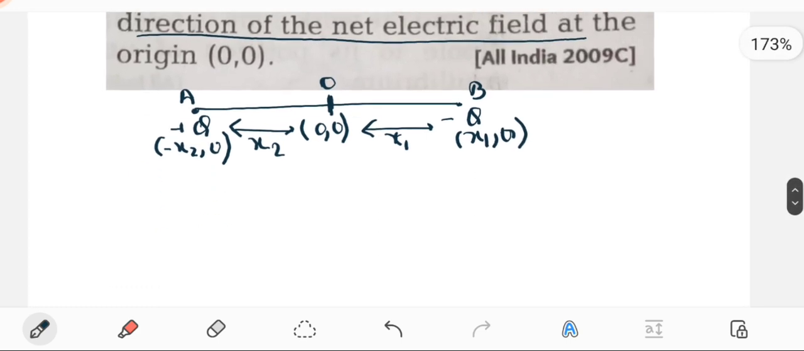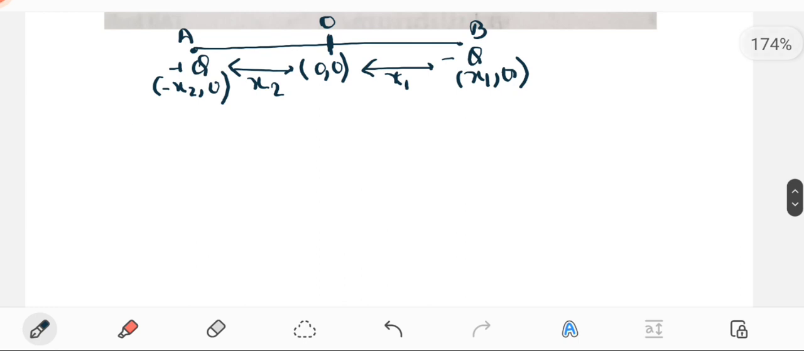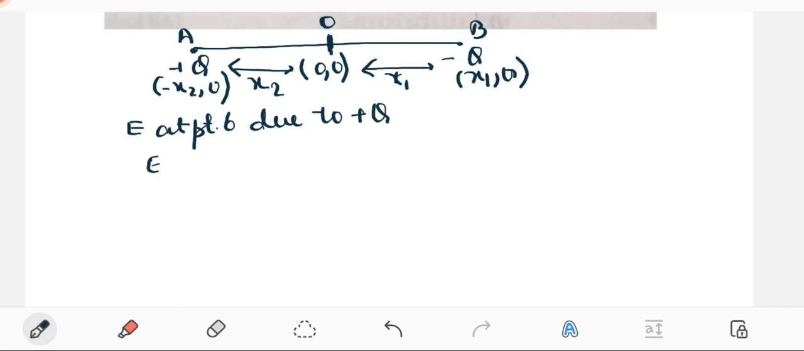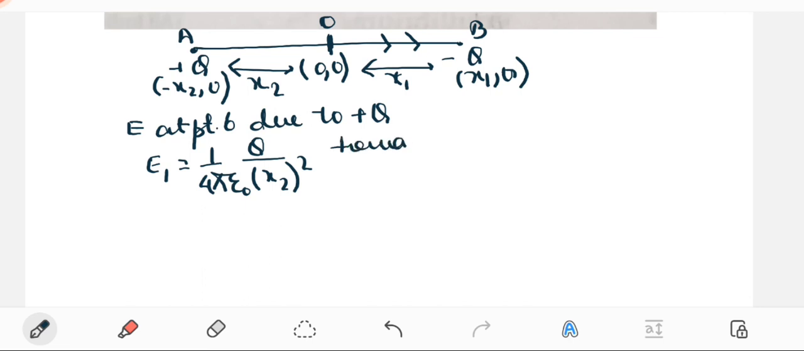Now the electric field intensity at point O due to the positive charge Q, let us consider E1, is equal to 1 by 4 pi epsilon naught Q upon x2 whole square. Since it is a positive charge, this will be towards B. Both the fields are along the direction of O to B. Let us consider this is equation 1.